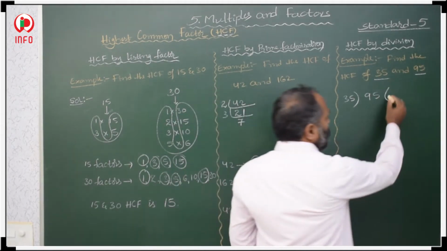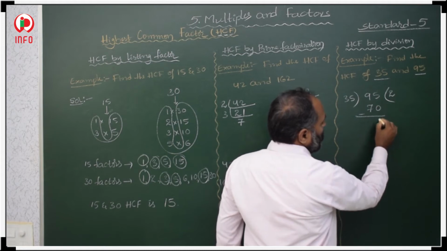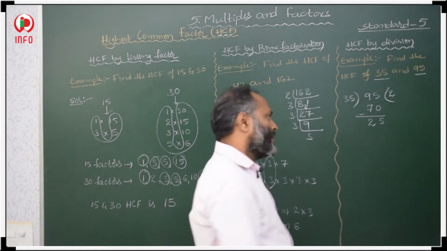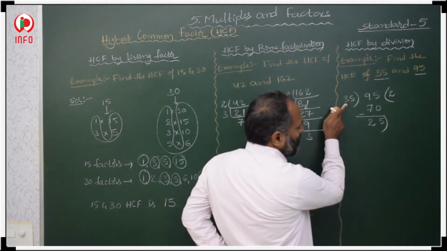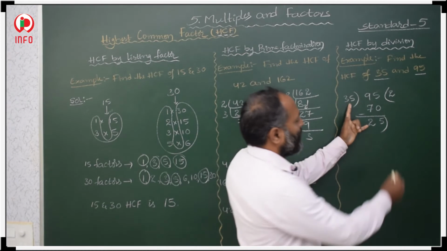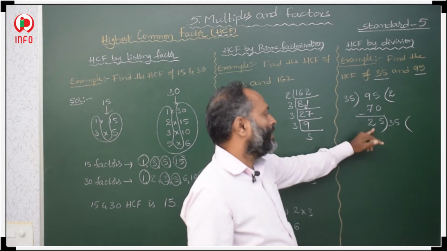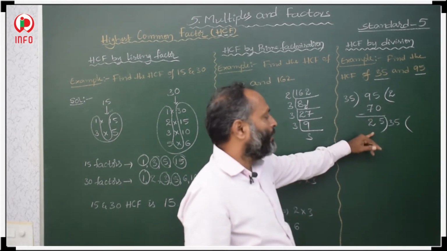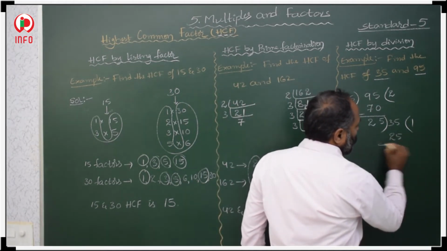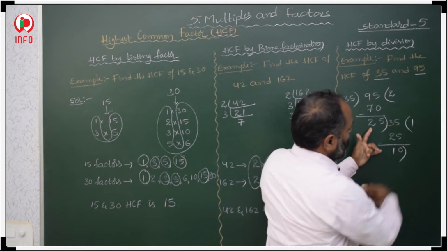35 2s are 70. Then 5 minus 0 is 5. 9 minus 7 is 2. This is the remainder. So with this remainder, we have to divide this divisor. Now this remainder divides this divisor, 35. Now you take 35 as the divisor and the remainder as the dividend. In the second step, the remainder divides the divisor. 25 ones are 25. Then 0 and 1.